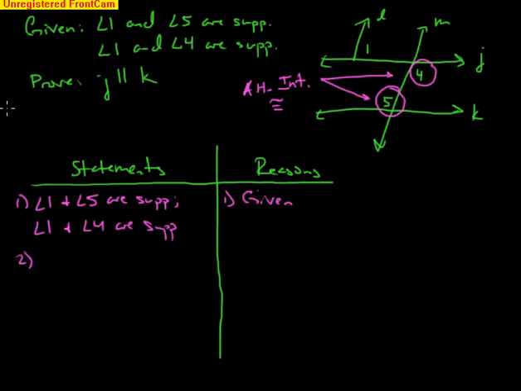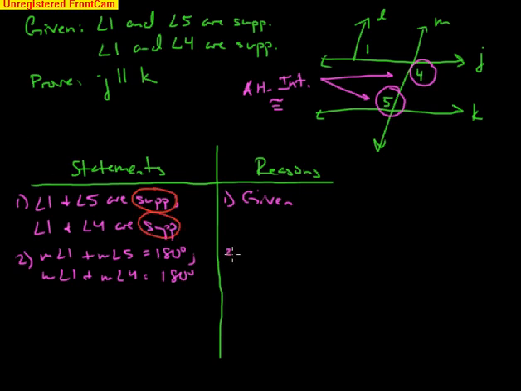So statement number 2. If they are supplementary, then we know that their sum is 180 degrees. Measure of angle 1 plus the measure of angle 5 equals 180 degrees. The measure of angle 1 plus the measure of angle 4 equals 180 degrees. And that came from this word. So it's definition of supplementary angles. Definition of sup angles with the symbol. Okay? That's how we got those two statements. From this word supplementary, we were able to write these two statements.